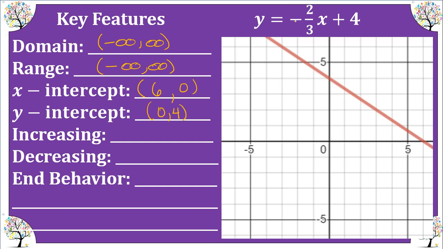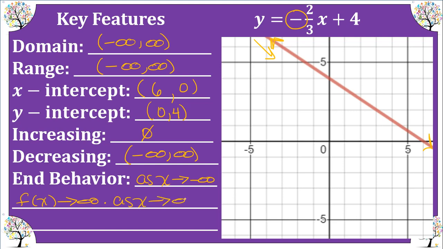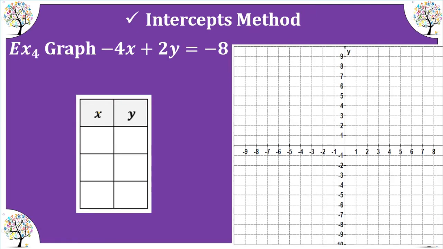This graph has a negative slope. It is sloping down, so there are no x values to cause it to increase, and it decreases across the graph. Now let's pencil in these arrows that are understood here. So as x approaches negative infinity, f of x goes up, approaches positive infinity. And on the right side of the graph, as x approaches positive infinity, f of x is going down, approaches negative infinity.